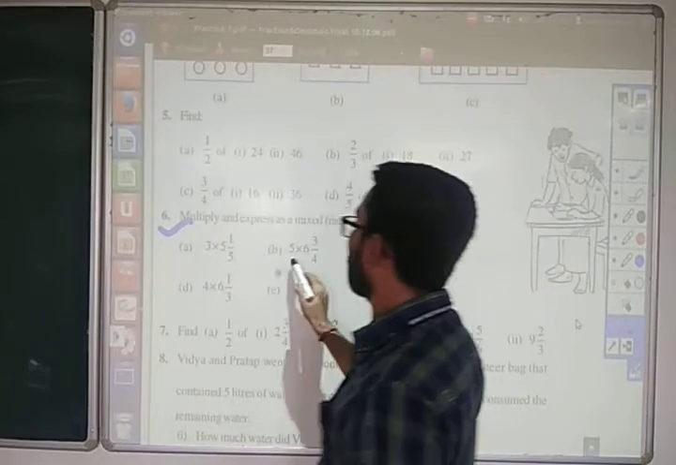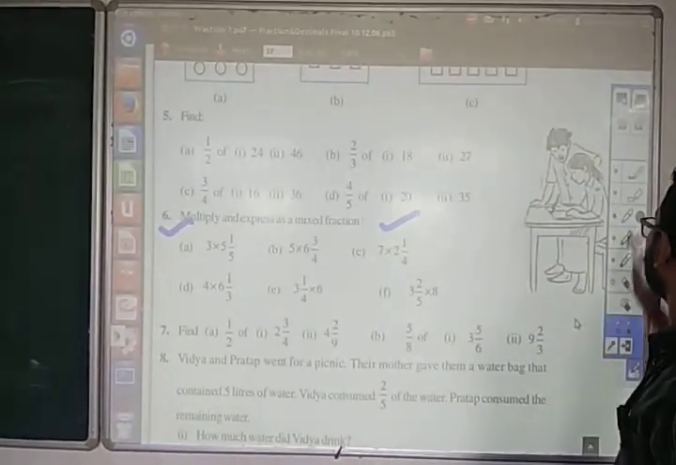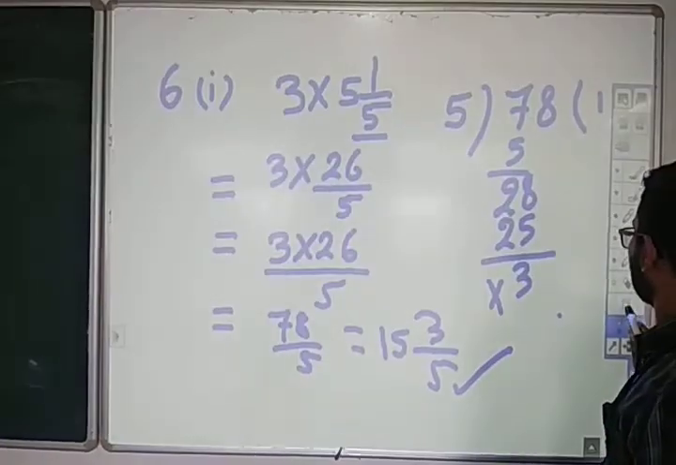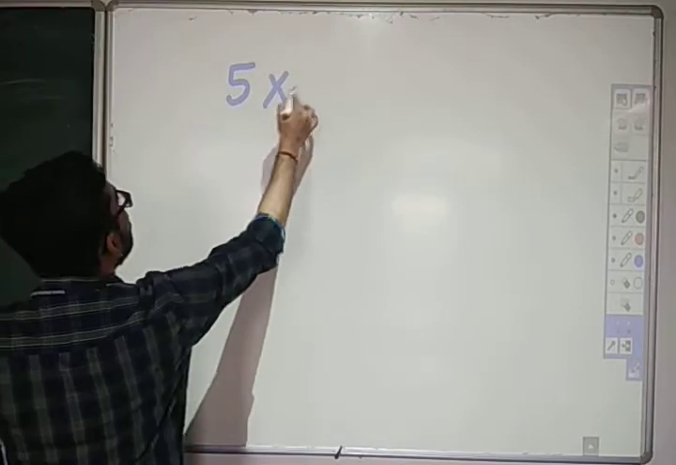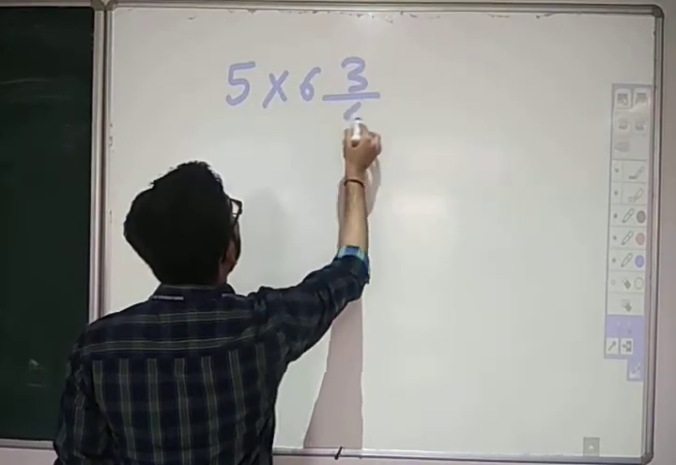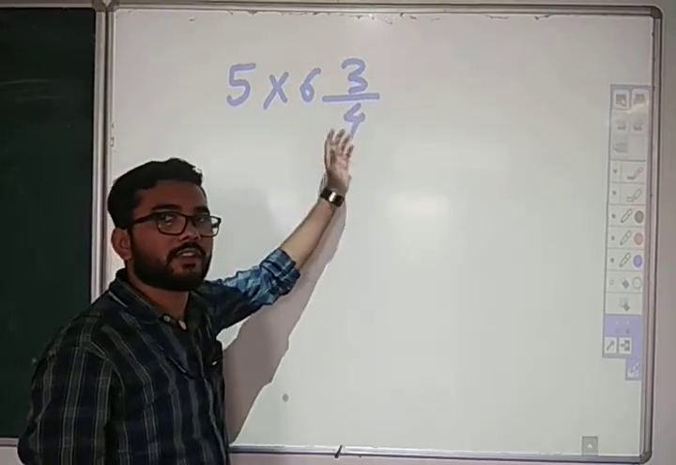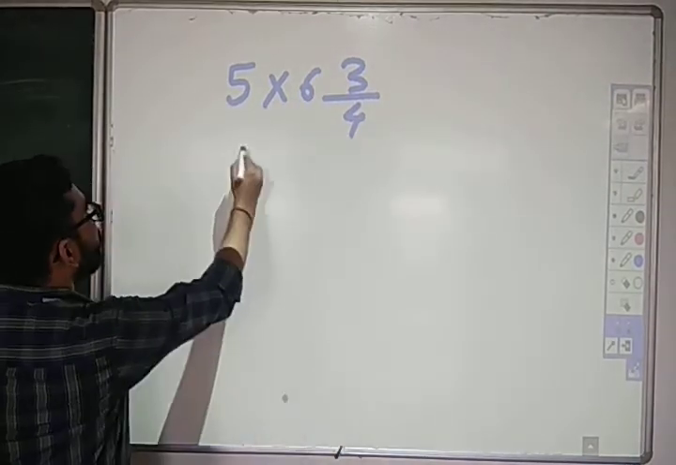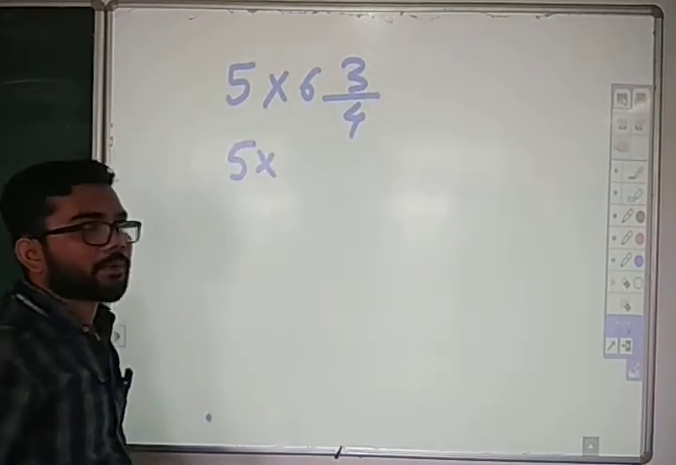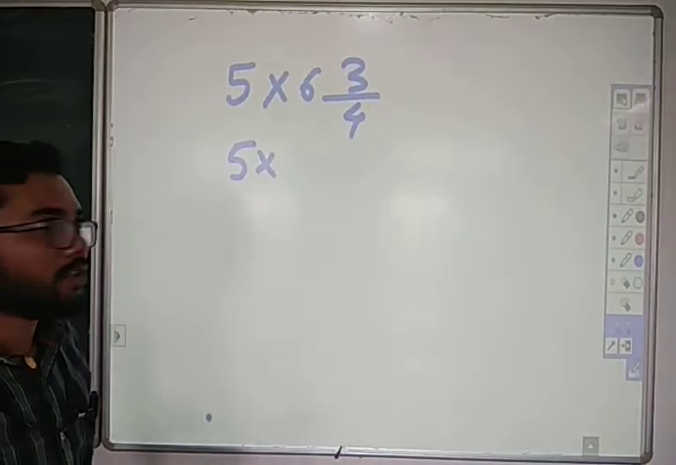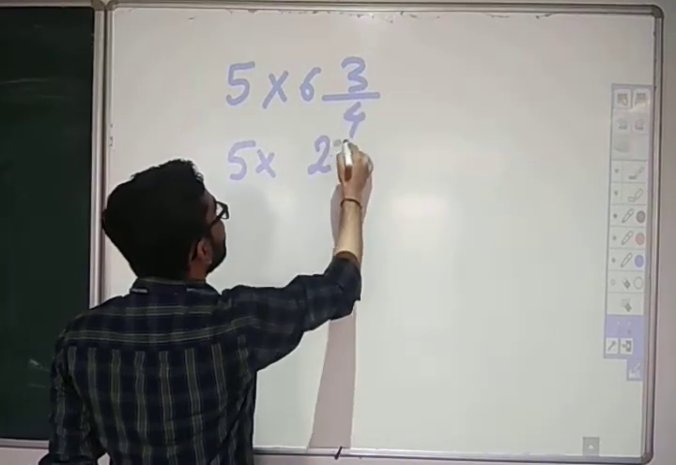Okay, like 5 into 6 integer 3 upon 4. The question is 5 into 6 integer 3 upon 4. What you need to do, first step is you need to convert this mixed fraction into an improper fraction. So 6 into 4, 24, and that 24 will be added to the numerator. 24 plus 3, this is 27 upon 4.